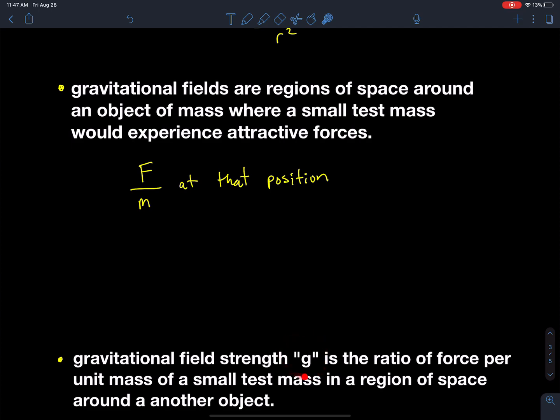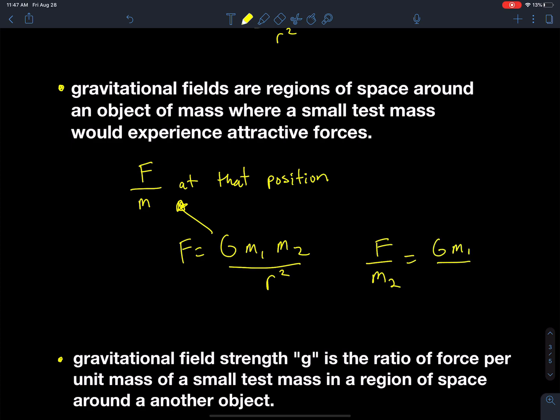Now, what was I talking about here as g? If I go back to this formula, G m1 m2 over r squared, and I want to convert that into my gravitational field strength, I'm going to take this and make it F over m2 is equal to G m1 over r squared. And why is F over m2 equal to g?